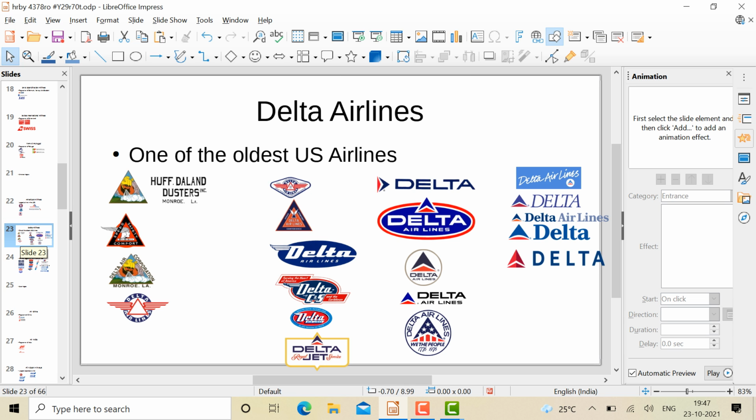After that, we have Delta Airlines. Yeah, you can see Delta Airlines had more logos than even KLM, even though it's not as old as KLM. The first name was Huff Daland Dusters, I think, and its logo was completely different. After that, it evolved to the same triangle, but with something like a head, a head of a human with his hair blowing out of the triangle.